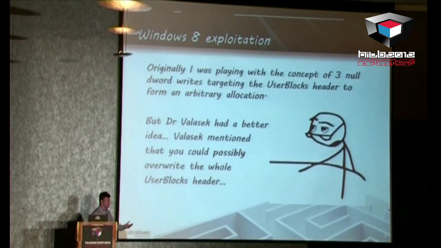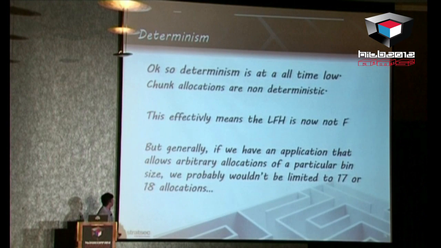I knew that was broken, and I just thought, well, maybe we can start targeting the heap manager for certain DWORD writes or a couple of byte writes that will get us the right leverage we can use to get an arbitrary allocation or something. But then Chris presented at SyScan, and it was really good, and he had an idea to possibly overwrite the user blocks header. So let's have a little bit of an explore of that. The idea was that if you could overwrite the user blocks header, then you might be able to target some of those members and cause an arbitrary allocation.